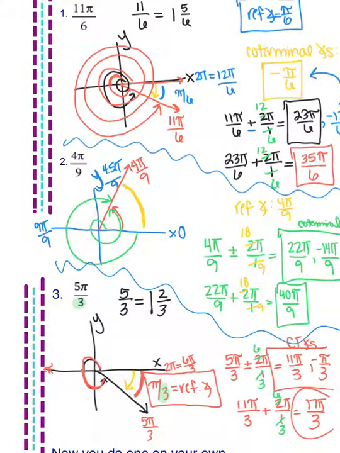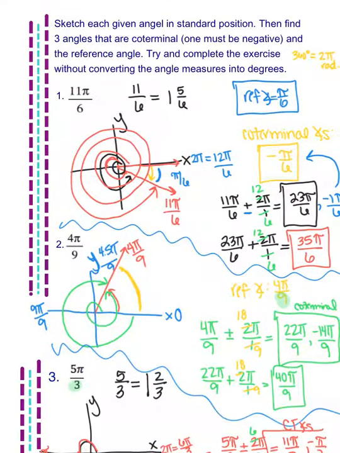4 pi over 9. My reference angle was 4 pi over 9. Let's get that back. So I notice that. And then here, for 11 pi over 6, I notice my reference angle is also 11 pi over 6.